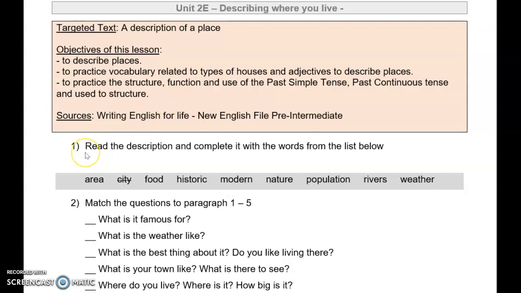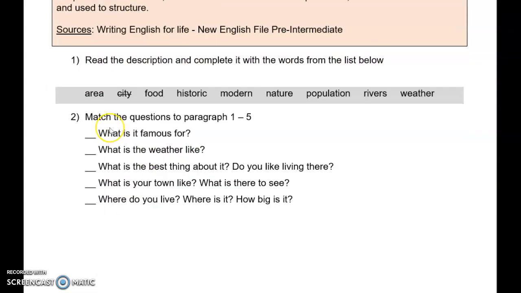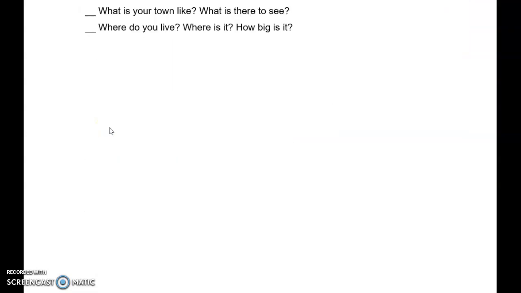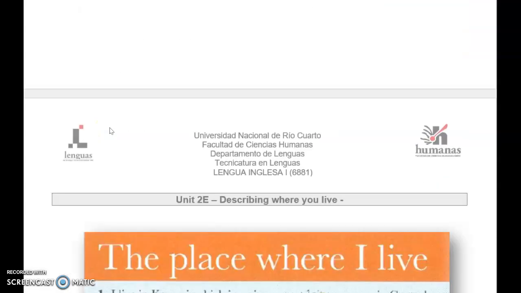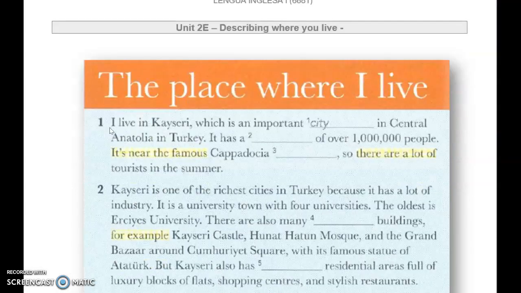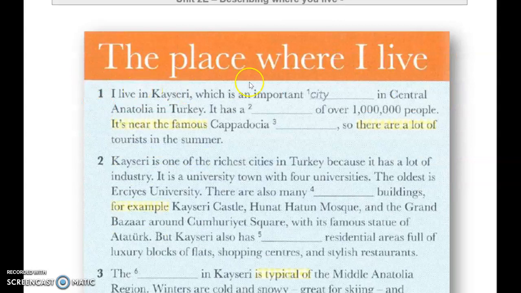So it says here in activity number 1, read the description and complete it with the words from the list below. And these are the words, right? And as you see, there's one that is already crossed out because it was used in the text. So let's scroll down and let's go to the text. And the text is called The Place Where I Live.